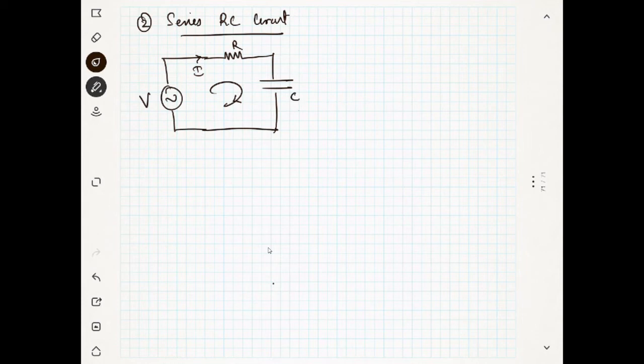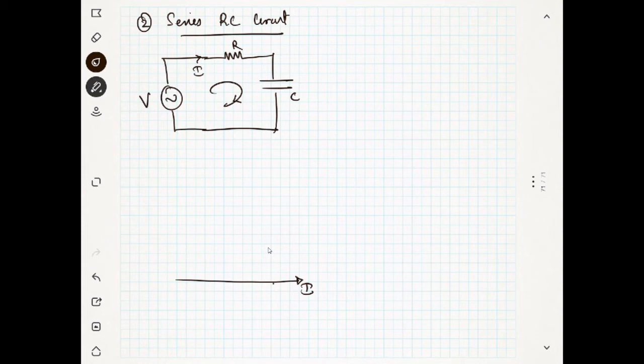So what will be the reference for the phasor diagram? The current will be the reference, because the current is the same. That's why we are taking the current as the reference. So don't confuse. Whatever is the same will be the reference point. So this is the reference vector.